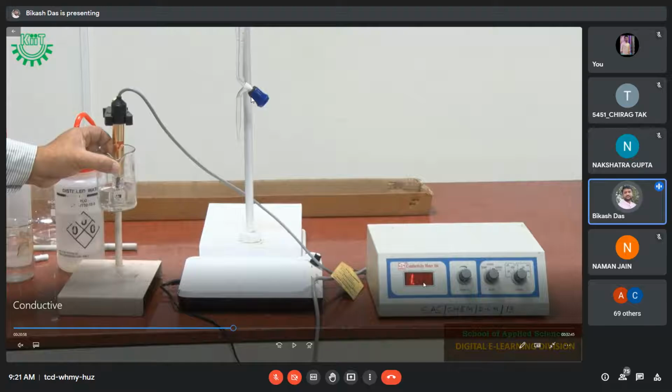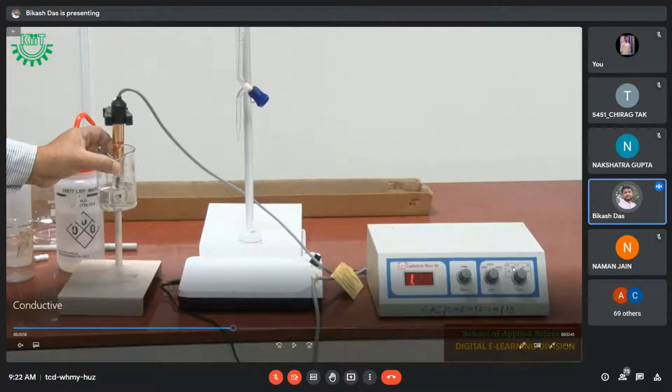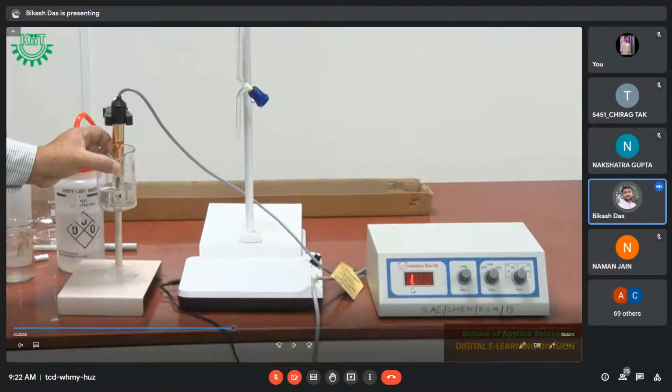As the conductance is maximum, it is not possible to show the reading within this minimum range. So what we have to do? Now we have to change the range to 20. Indirectly you got some information that 1 dot means the conductance is higher. So we have to change the range to the higher range, that is 20. Are you getting me, class?